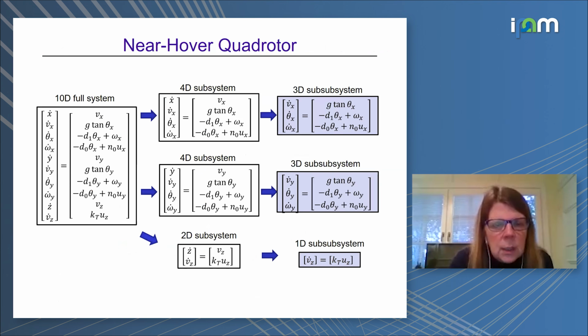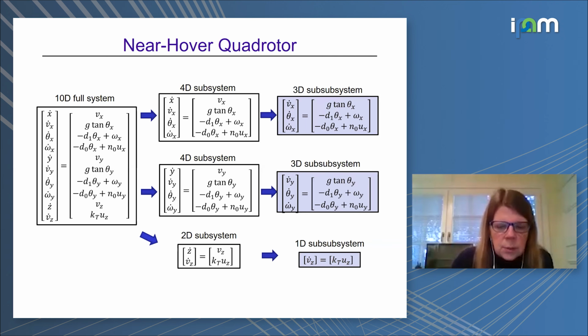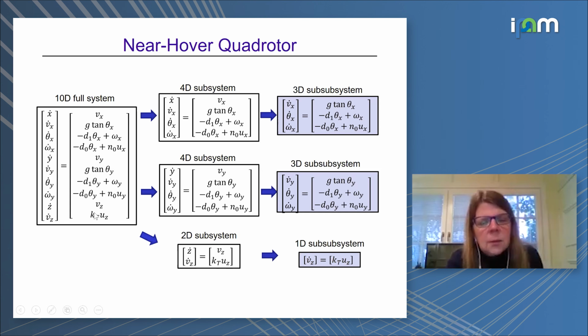We've also computed, and I showed this when we were giving the tutorial talk, this reachable set for a 10-dimensional near hover quadrotor, which the dynamics are shown here. And this can be broken down into two 4D subsystems and a 2D subsystem. Actually, this is what we would call trivially decomposable, because you don't need any overlap of state variables, and those, because of this integrator trick, can be broken down into two 3D subsystems and a 1D subsystem.